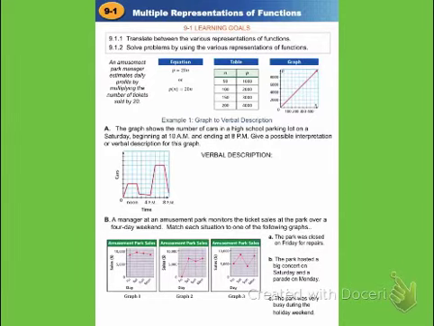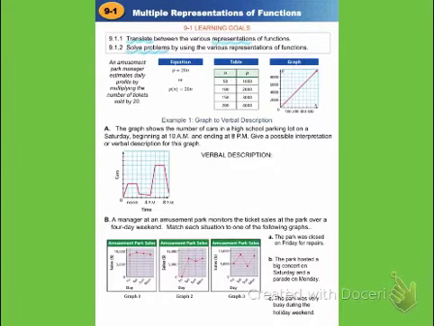So our learning goals are to translate between the various representations of functions. So we'll translate between the different representations and then solve problems by using the various representations of the functions. So we'll also solve problems. Now I mentioned many different ways that you could represent functions. Here's an example of one scenario represented in many different ways, 4 different ways to be exact.